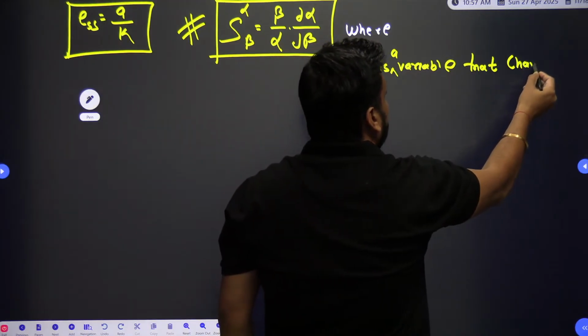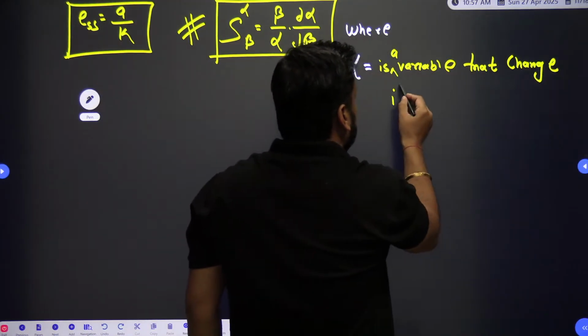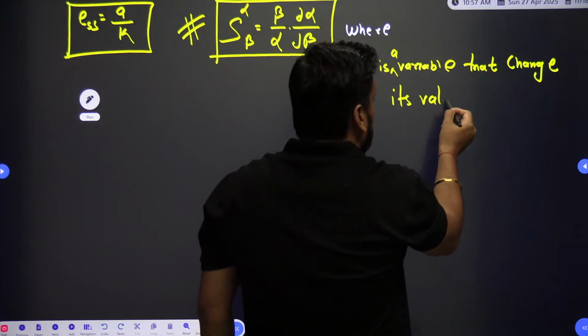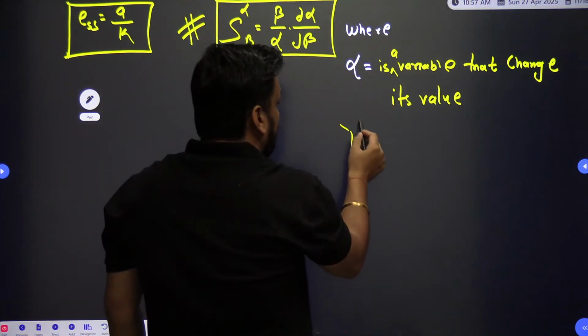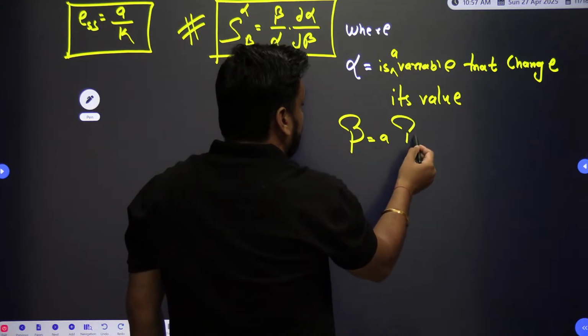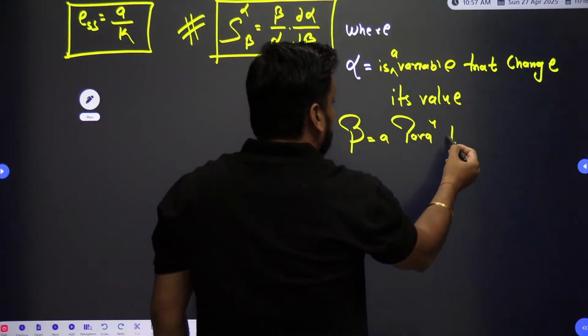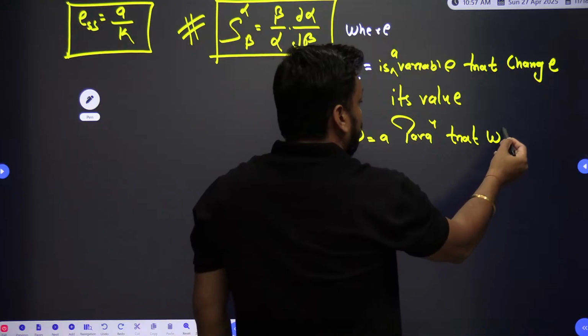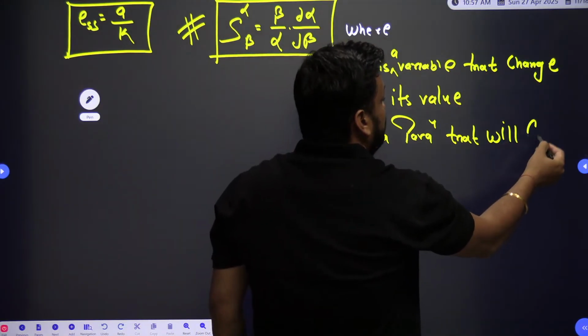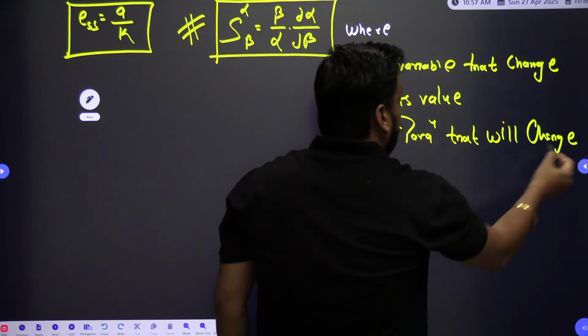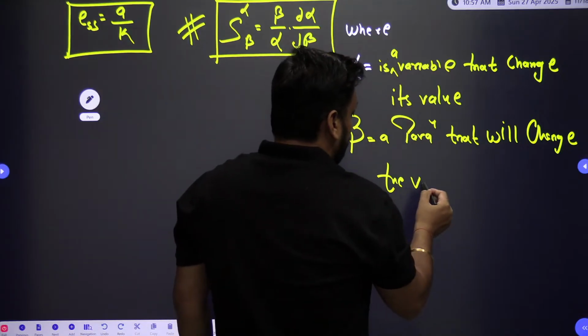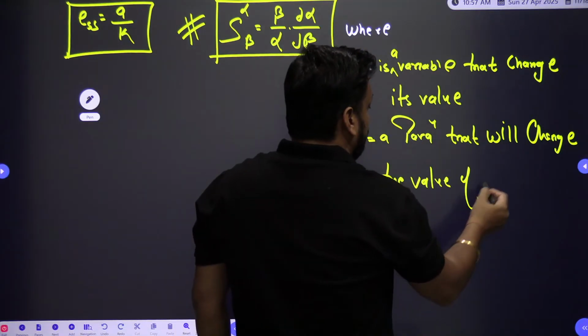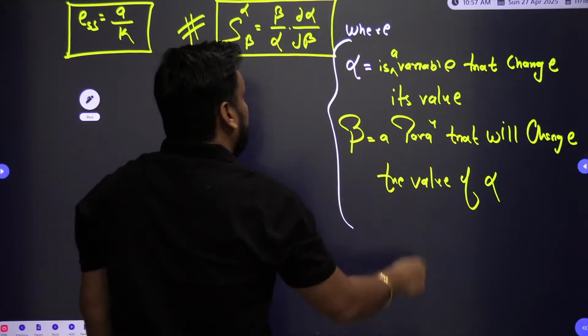Alpha is a variable that change its value, and beta is a parameter. Beta is a parameter that will change the value of alpha. जो कि अल्फा के वैल्यू को चेंज कर देगा. देख रहे हो आप अल्फा बीटा.